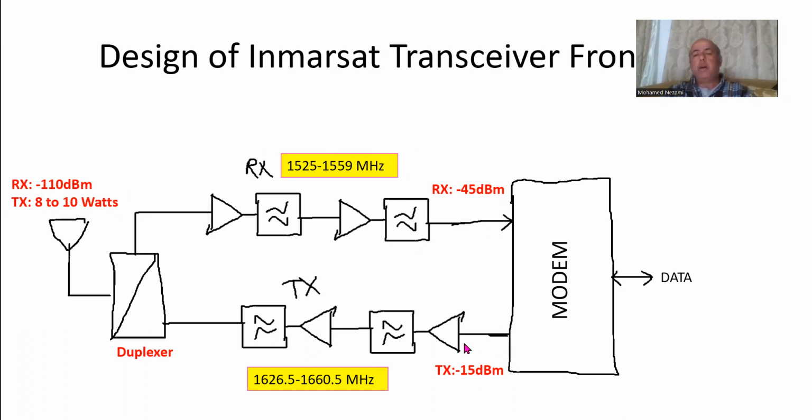Likewise, on the other side, I have to take a low signal, which is minus 15 dBm. This is the modulated signal, and I want to put that somewhere between 8 to 10 watts, so 38 to 40 dBm plus, of course. Now, in today's simulation, we're going to simulate and verify, pick the components, and design this system.